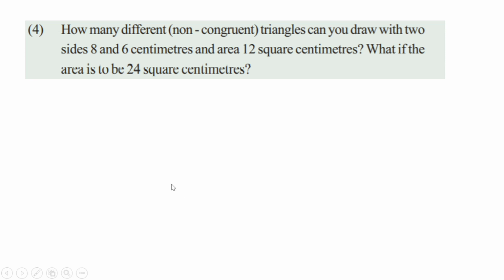Let us look at the first part. Here the area is 12 square centimeters. That is, half into B into H is 12. Then what is B into H? 24. Let me take the base as 8. So draw a line of length 8 centimeters. Now the height is 3 because 8 into 3 is 24.